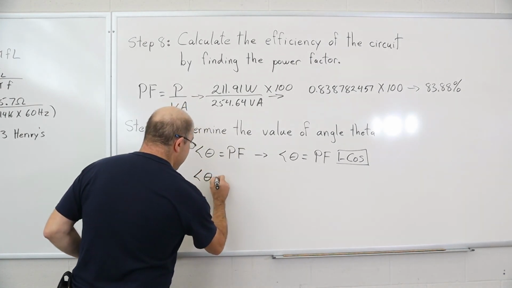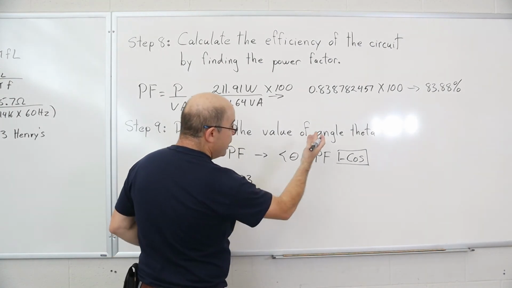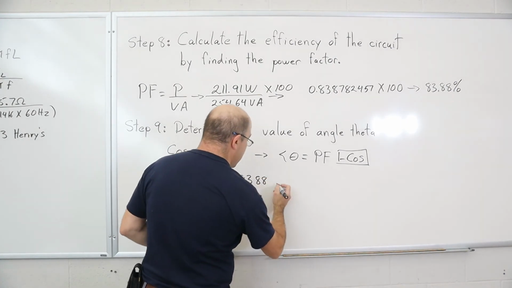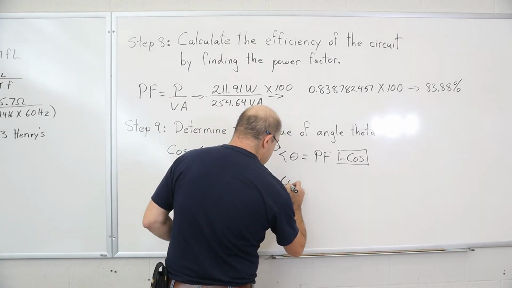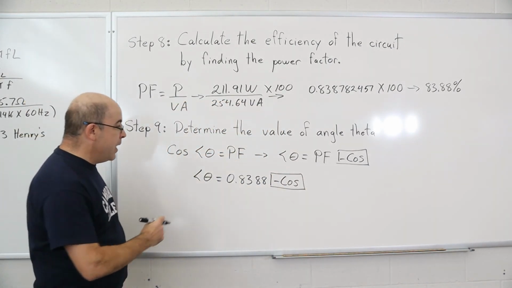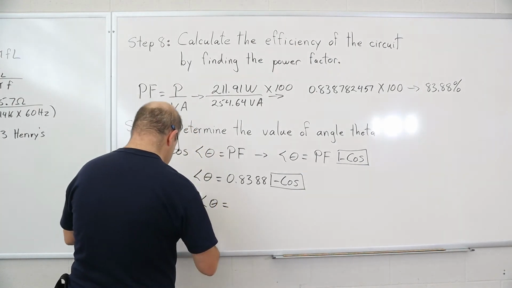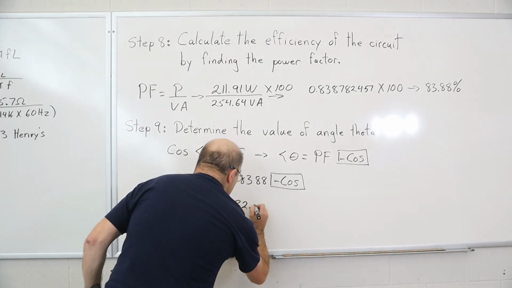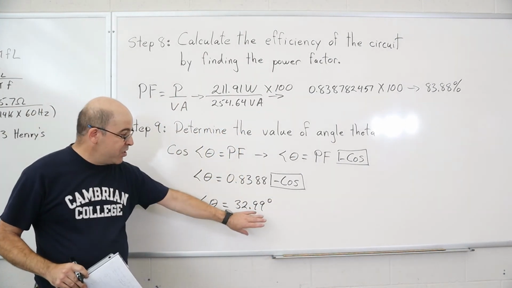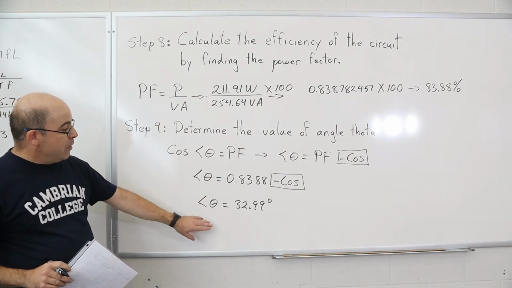So for angle theta, we're going to use 0.8388, rounded to 4 decimal places. Then we'll hit the inverse cosine function in the calculator, and as a result, angle theta will be 32.99 degrees. Now, angle theta is expressed in degrees, and there you have it.